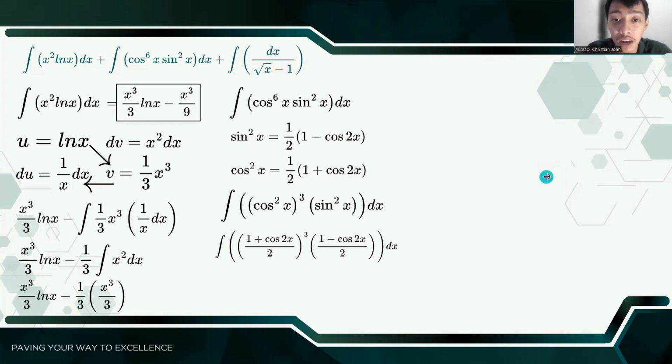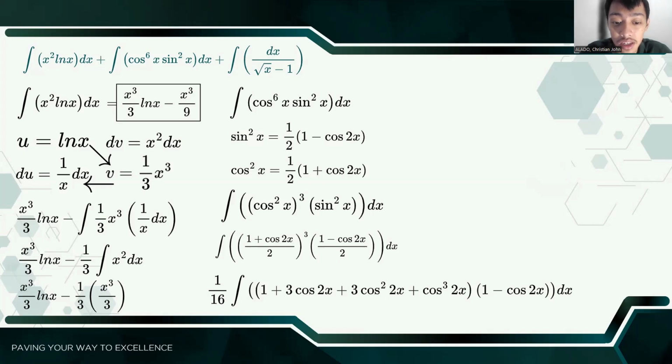Now, let us take out our constants, which is 1/2 cubed and 1/2, which gives us 1 over 16. And let us also expand our cube, which is 1 plus 3 cos 2x plus 3 cos squared 2x plus cos cubed 2x multiplied by 1 minus cos 2x dx. Now, let us multiply them with each other, which gives us 1 over 16 integral of 1 plus 2 cos 2x minus 2 cos cubed 2x minus cos raised to 4 2x dx.